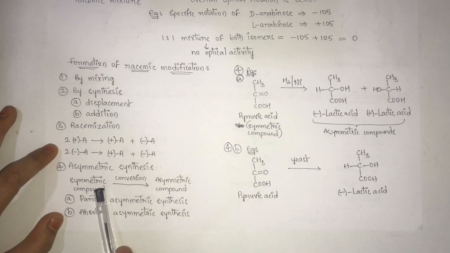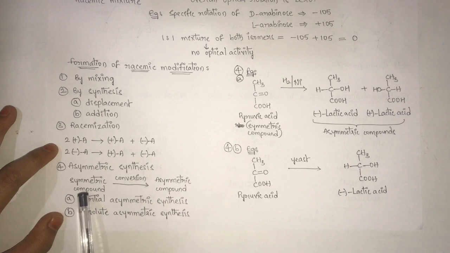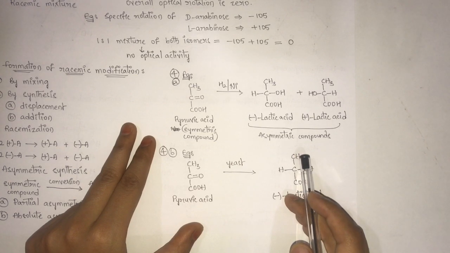So our starting material will not contain any chiral carbon, but after conversion it will result in the formation of a new chiral carbon containing compound. So this asymmetric synthesis has two types. First one, partial asymmetric synthesis. Second one, absolute asymmetric synthesis.